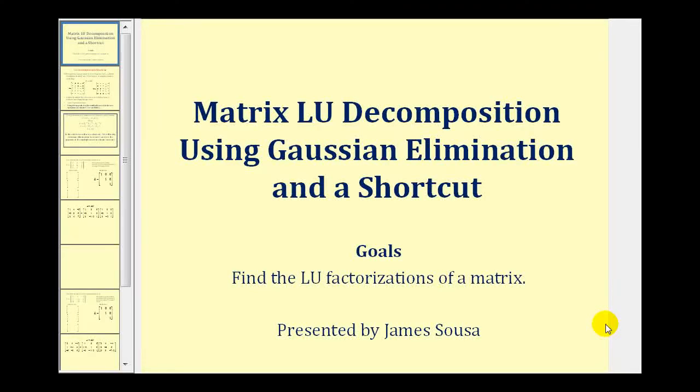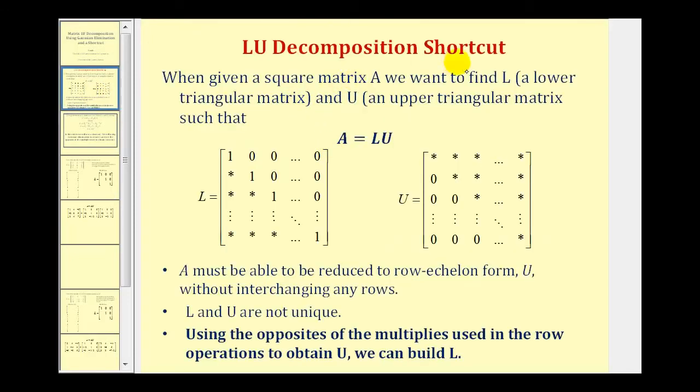Welcome back for a second lesson on matrix LU decomposition. In this video, we'll use Gaussian elimination and a shortcut to determine the LU decomposition. The goal of LU decomposition is to write a square matrix A as the product of matrix L and matrix U, where matrix L is a lower triangular matrix and matrix U is an upper triangular matrix.